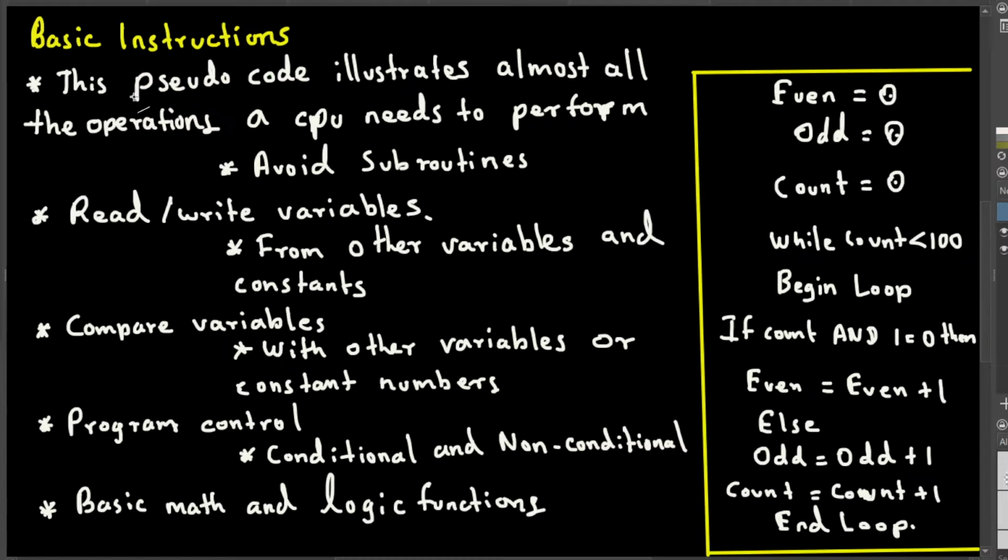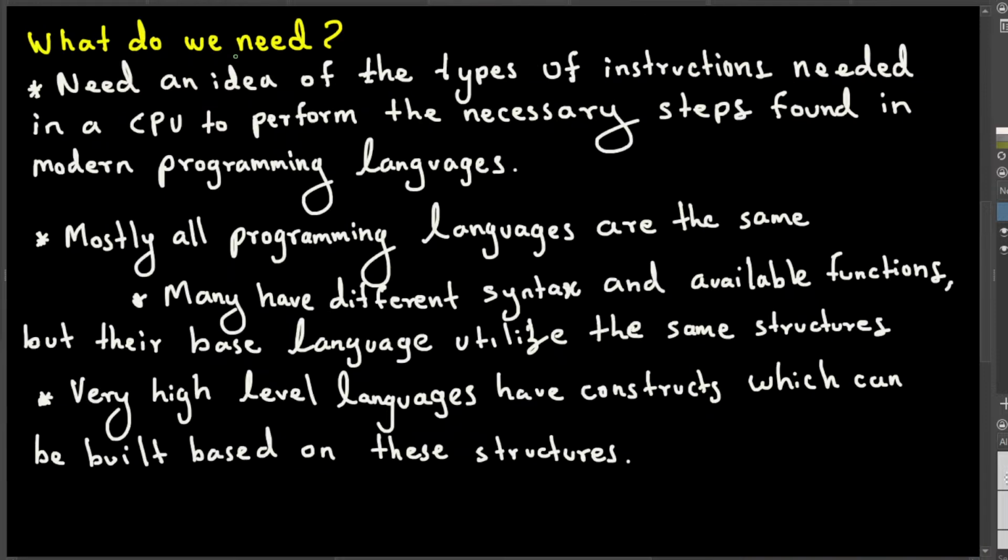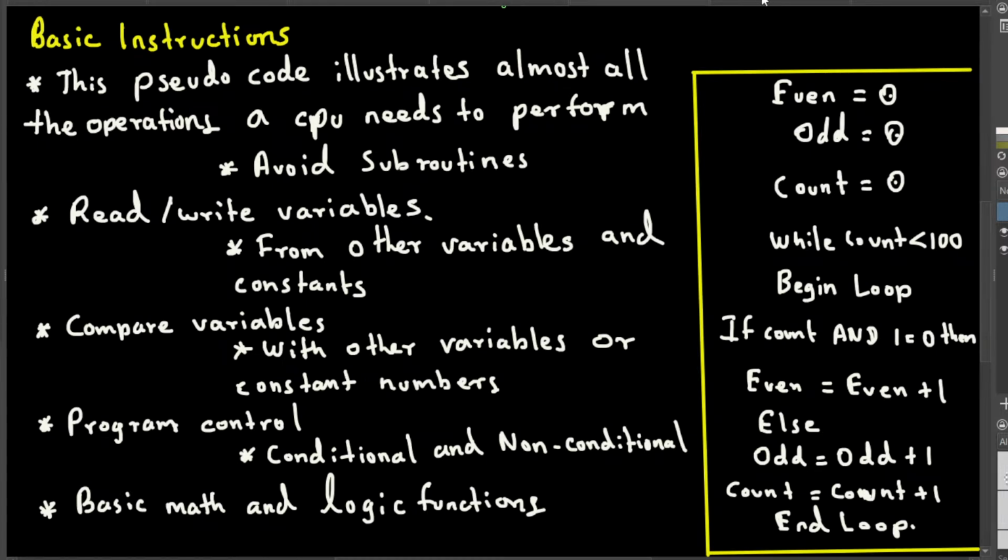Basic instructions. The pseudocode illustrates almost all the operations a CPU needs to perform. Avoid subroutines. Read or write variables from other variables and constants. Compare variables with other variables or constant numbers. Program control, conditional and non-conditional. Basic math and logic functions. And here we have some pseudocode. Okay, let's look at that.